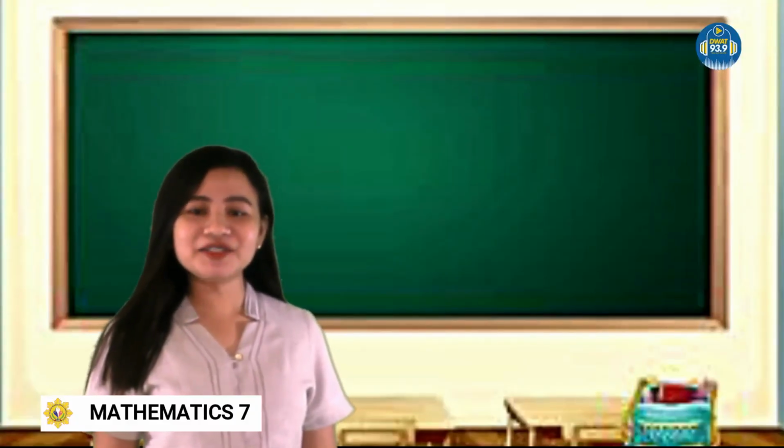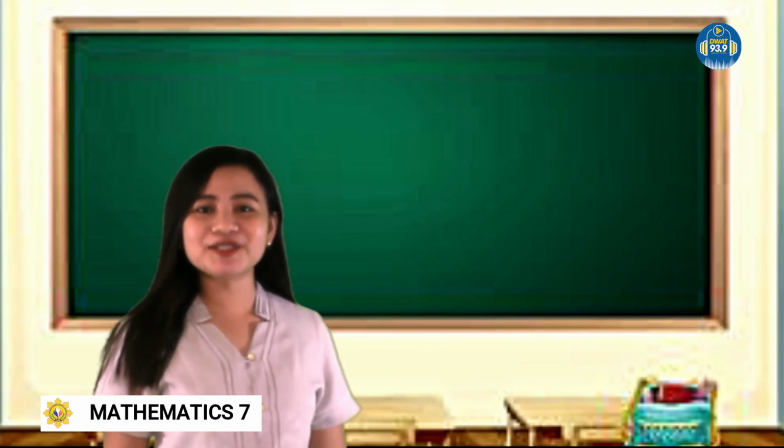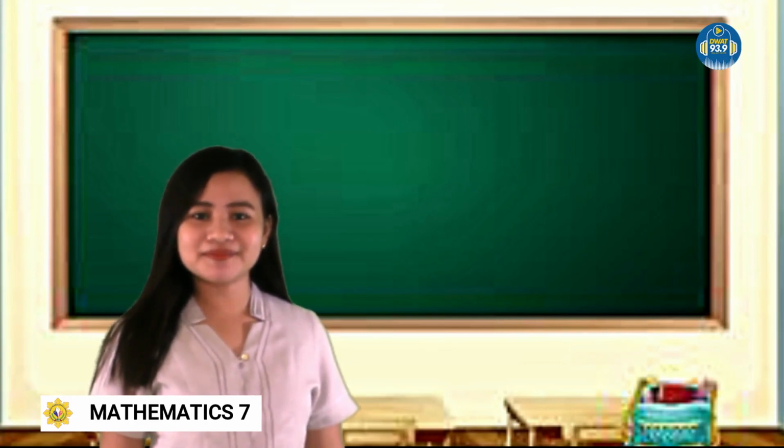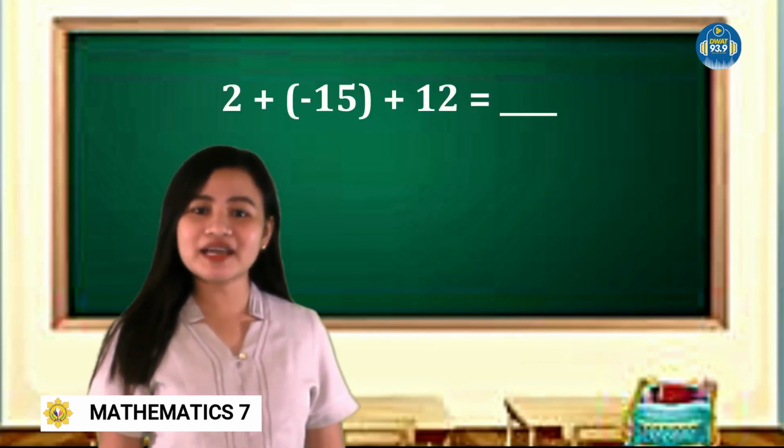This lesson is a continuation of the concepts on the operations of integers. So, before we proceed to our next lesson, let's do some exercises. Perform the indicated operations. Apply the rules on the operations on integers. Number 1. 2 plus negative 15 plus 12 is equal to?